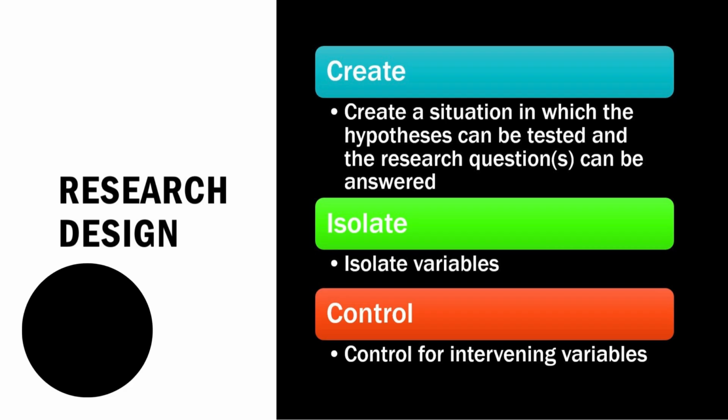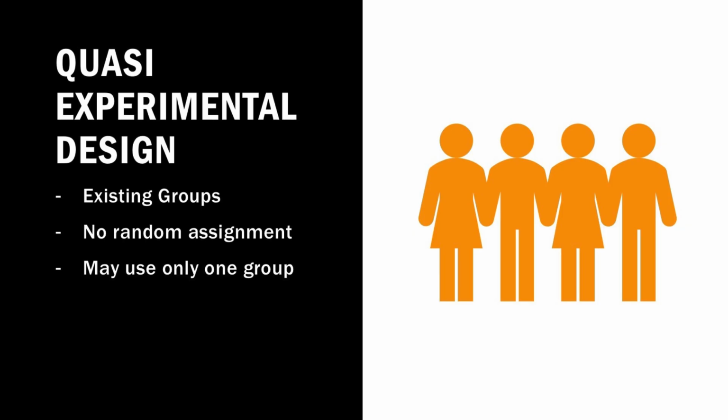Research design. Create a situation in which the hypothesis can be tested and the research questions can be answered. Isolate variables. Control for intervening variables. The researcher must select a design in which the hypothesis or hypotheses can be tested and the research question or questions are answered. Ideally, the study variables must be able to be isolated in order to present with certainty the relationships that are being tested.